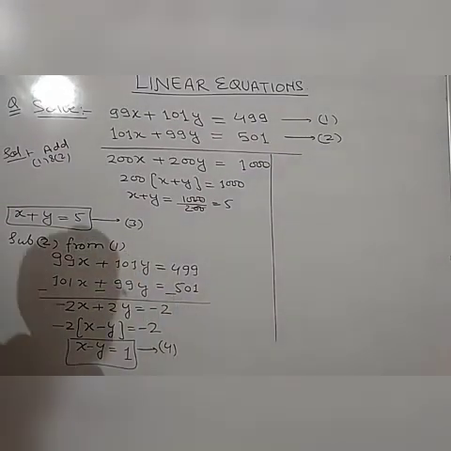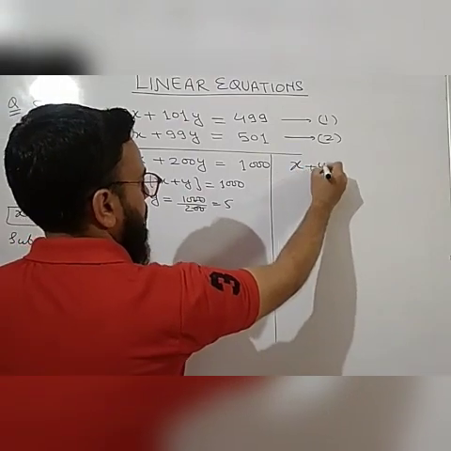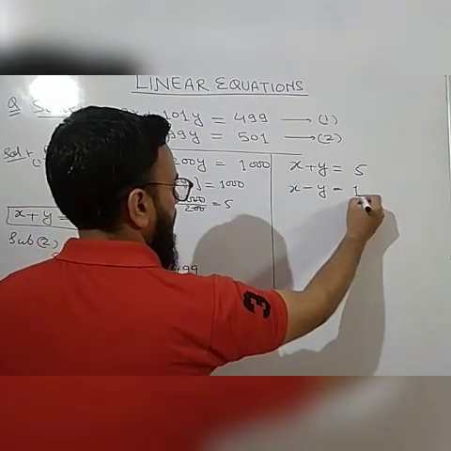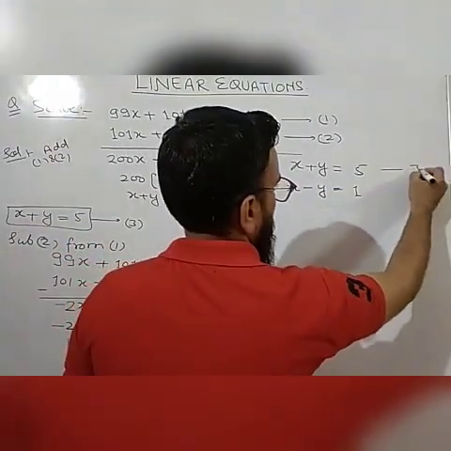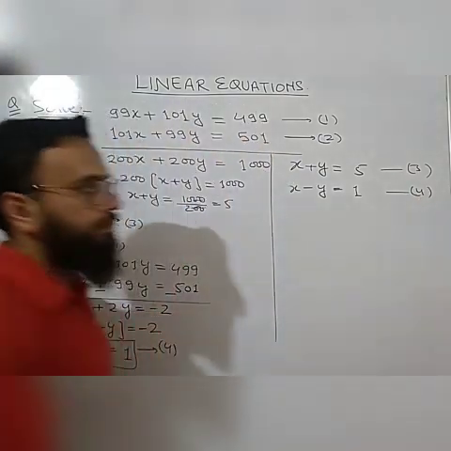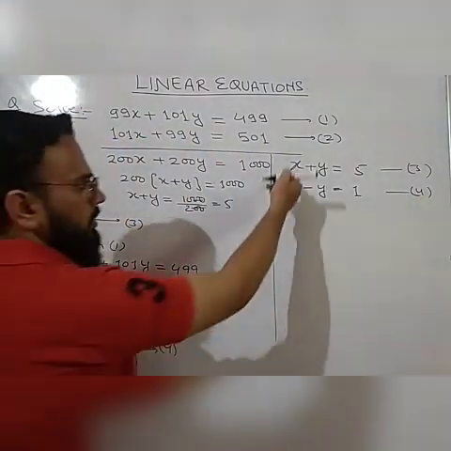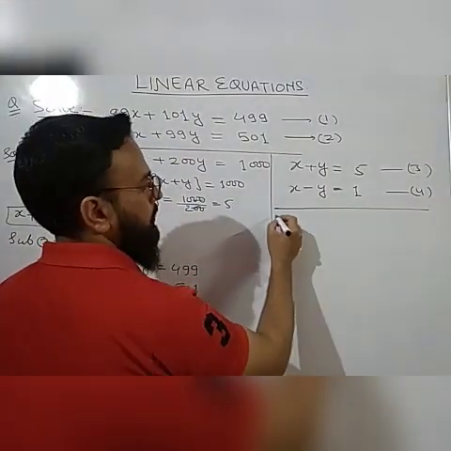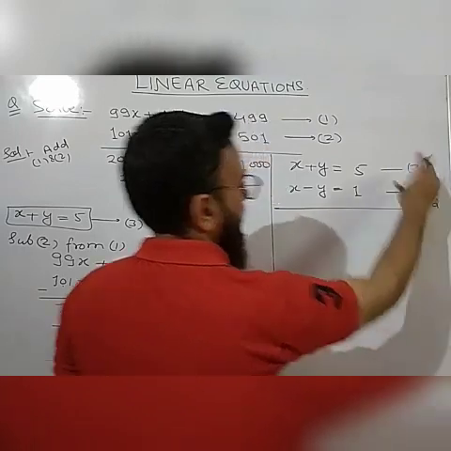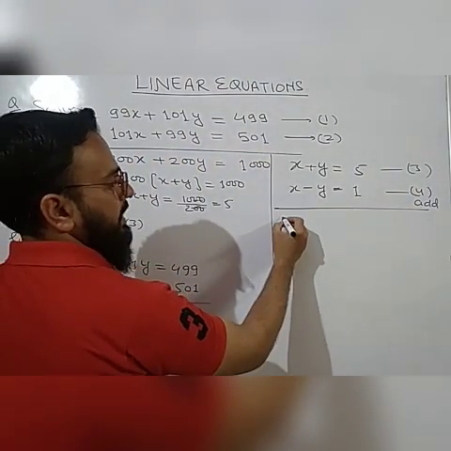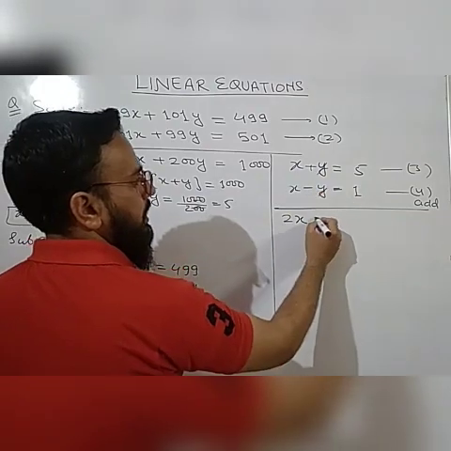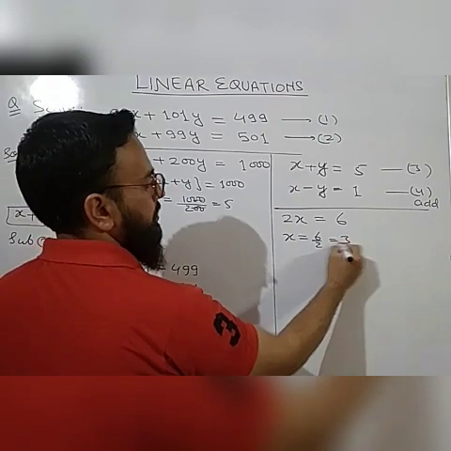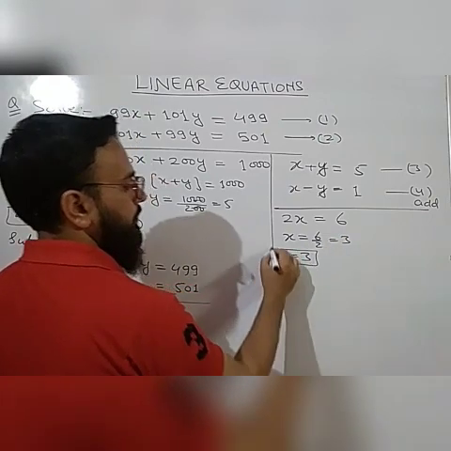Now we can solve these two equations. X plus y is equal to 5 and x minus y is equal to 1. This is equation number 3 and this is equation number 4. Now in both these equations the coefficients are already equated, so we can directly add equation 3 and 4. So by adding equation 3 and 4, we will get x plus x, that is 2x, y and y will cancel out, we will get 6, or the value of x will be equal to 6 by 2, that will be 3. So x is equal to 3.